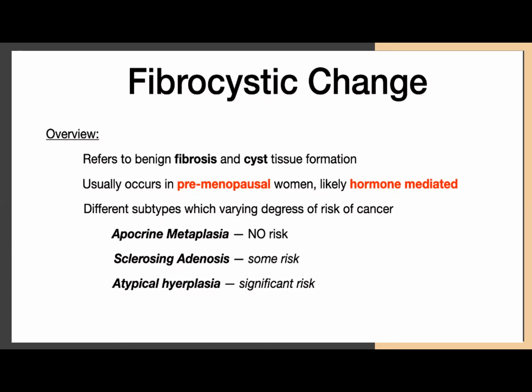When they take out certain fibrosis, they send it to the lab, then the report comes out. If they say apocrine metaplasia, it's actually no risk. If you see in the report sclerosing adenosis, there's a mild risk, or atypical is a high risk. This is based on the output from the biopsy cells sent to the lab. From there you can see it mostly happens to premenopausal women.